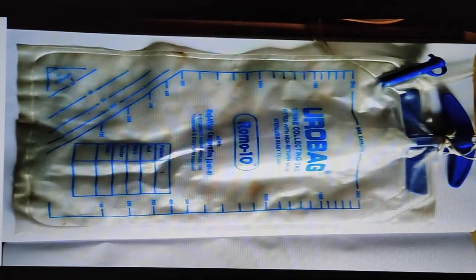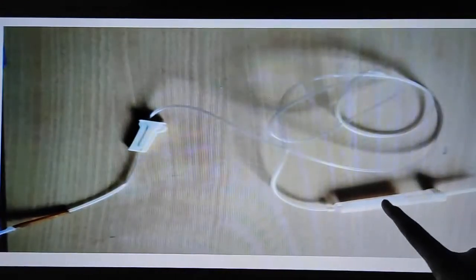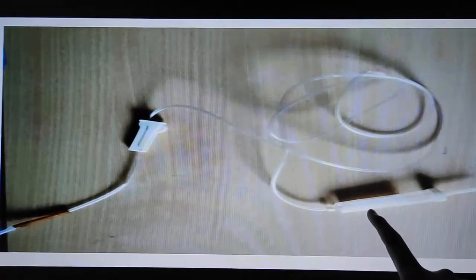So this is simple rubber catheter. This is Foley's 2-way self-retaining balloon catheter. This is Urobag or urine collection bag. This is suction catheter. This is nasogastric tube or infant feeding tube. This is microdrip set. Blood transfusion set with strainer. Intravenous infusion set.